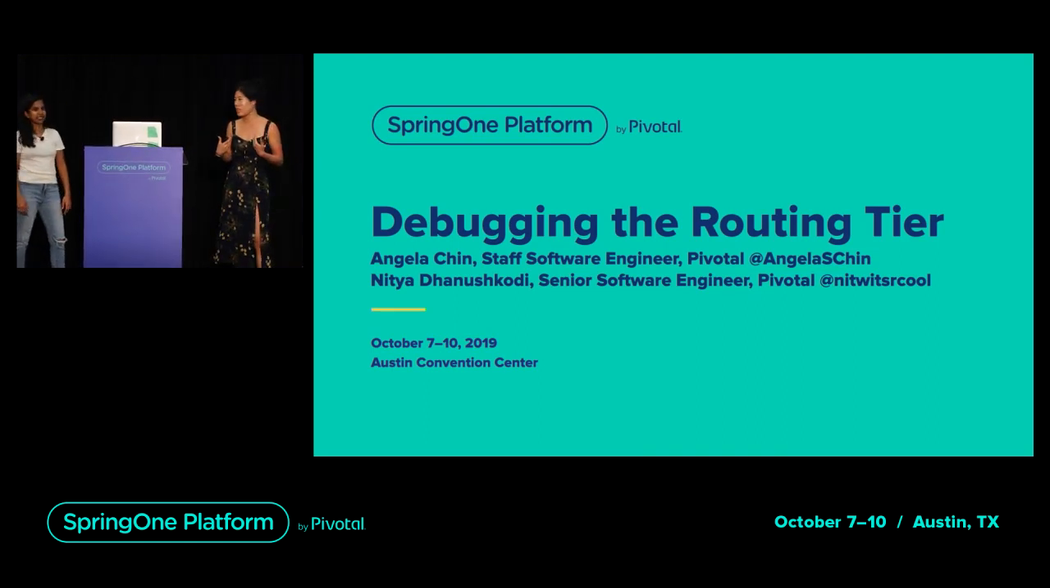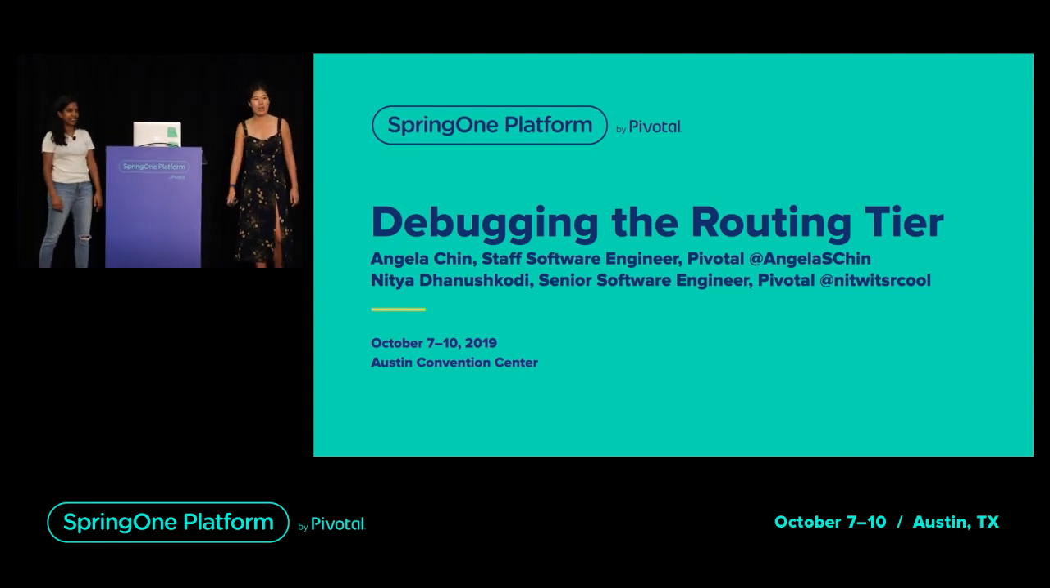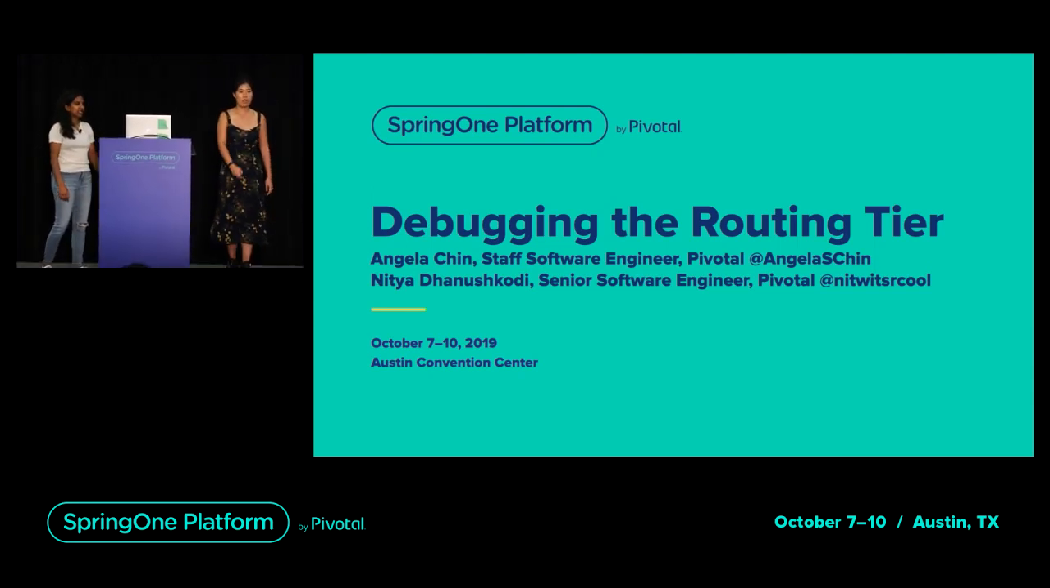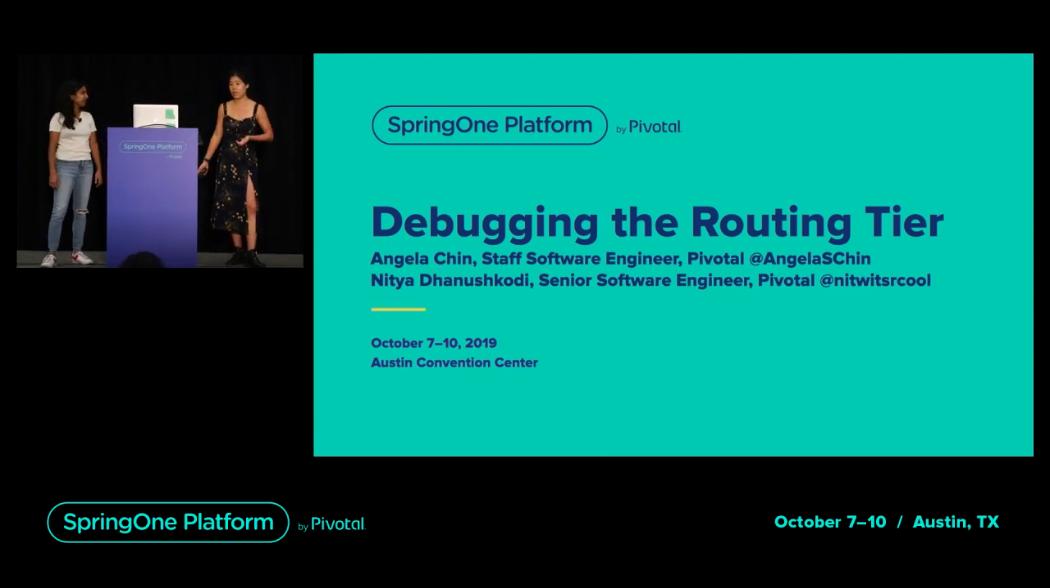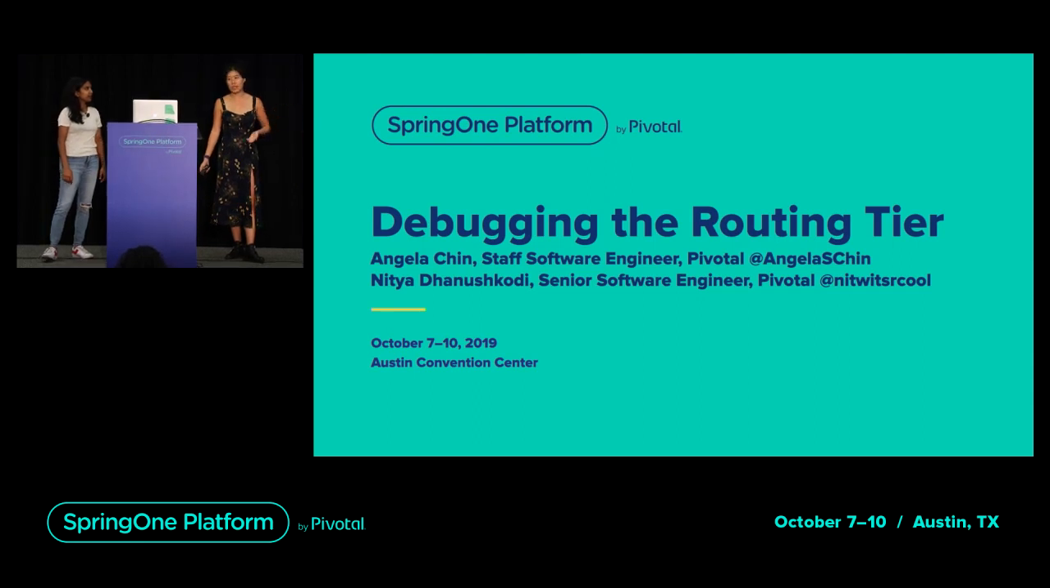My name is Angela, and I'm a software engineer at Pivotal. I'm Nitya. I'm also a software engineer at Pivotal. We're both members of the R&D networking program, where we work on all things networking and routing related for Pivotal platform. And today we're talking about debugging the Cloud Foundry routing tier.